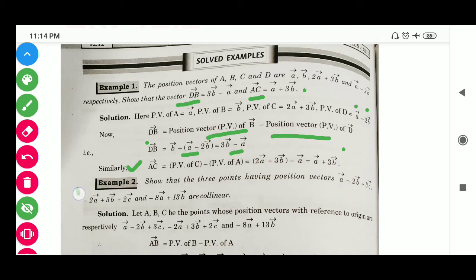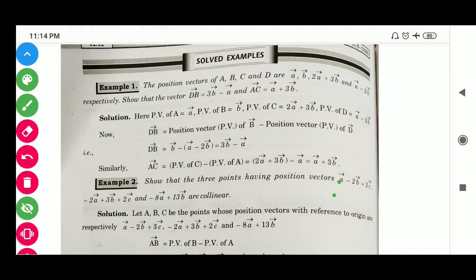So students, here we have the next question, example number 2. This is an important question. Show that the 3 points having the given position vectors are collinear. So students, here we have 3 points and we need to show that these are collinear. For that, AB is equal to BC, and here B point is common to both, then the given vectors are collinear. So students, to show collinear we have to show one point common, this is necessary.